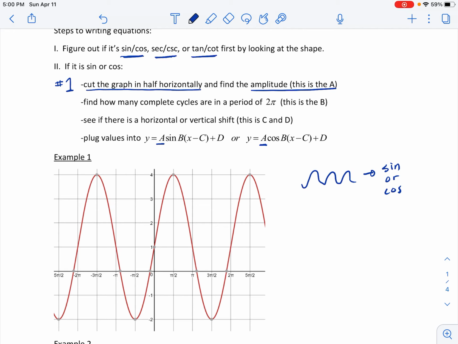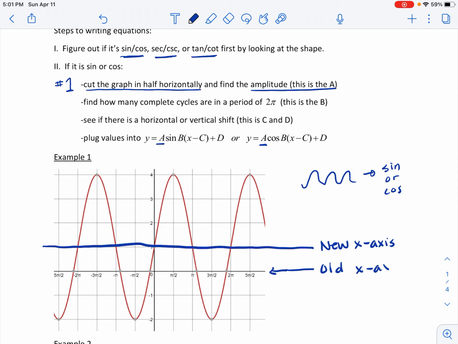So how do I cut the graph horizontally in half? Well, if I look at this graph and I drew a horizontal line through there somewhere, where would I draw it so that it would cut it perfectly in half? To me, it looks like right about there. So this is what I'm going to call my new x-axis. And check this out, this here was your old x-axis.